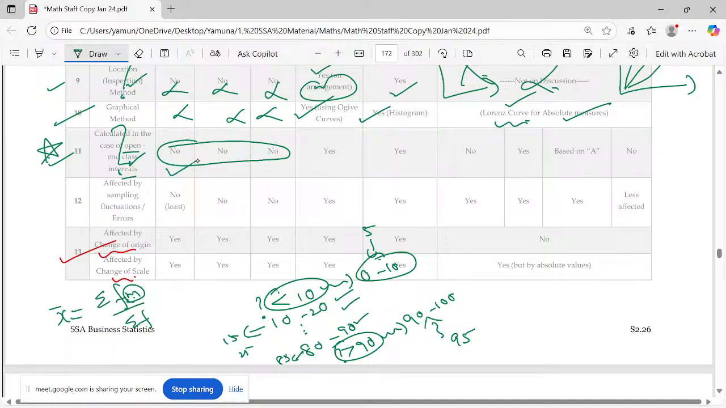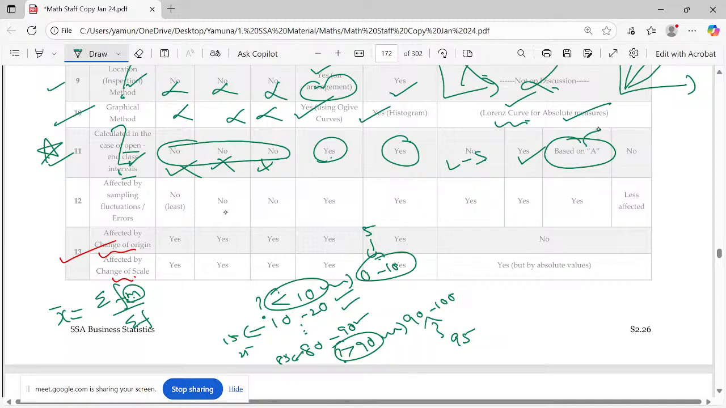For the case of open-end class intervals, it's not possible to find all three means, but the median you can find because it's a mid value. Mode you can find. Obviously, you're going to leave the other ends out. Range definitely you cannot find, because it is L minus S. Quartile deviation you can find. What about mean deviation? Mean deviation about mean you cannot find. Mean deviation about median you can find. Mean deviation about mode you can find.